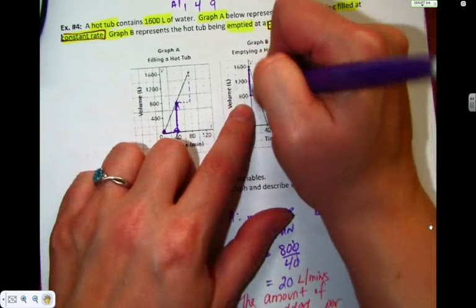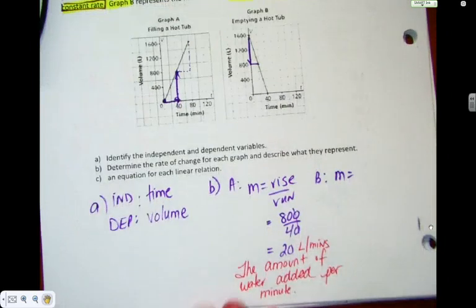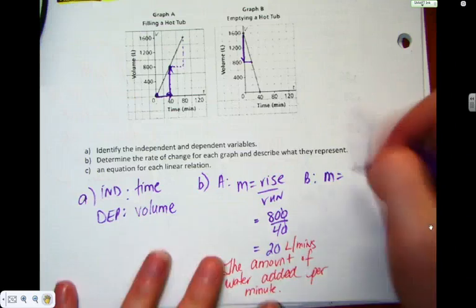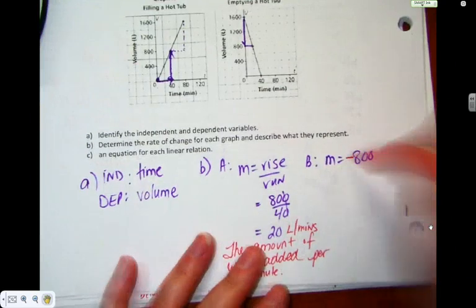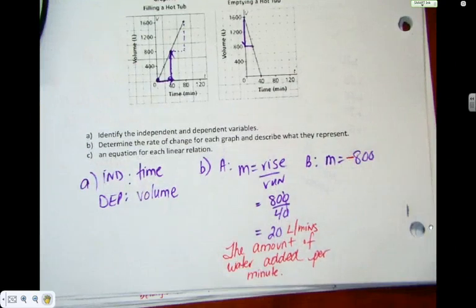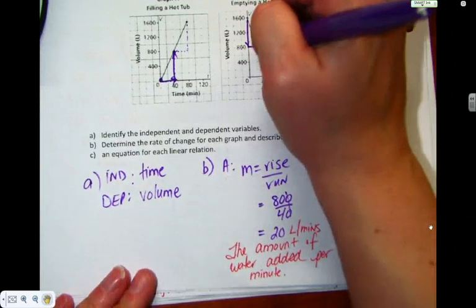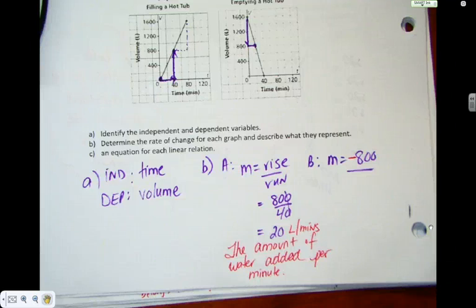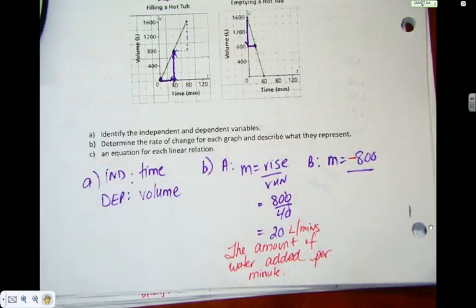So what was the vertical displacement between 1600 and 800? How many units from 1600 to 800? 800. Except did we go up or did we go down? So I'm going to throw a negative in front. What is the horizontal displacement? How many units between those 2 little points? 20.